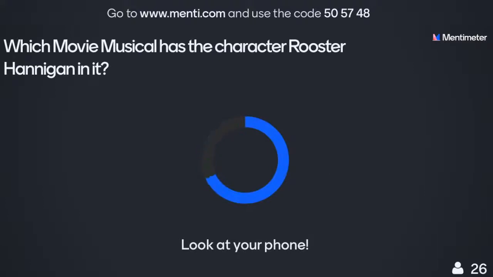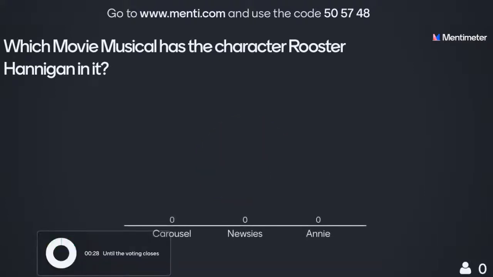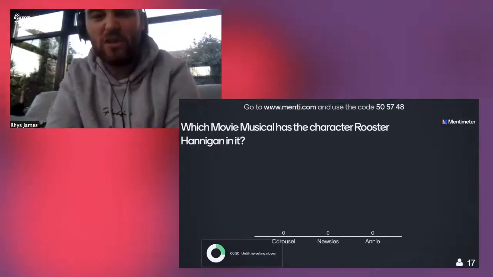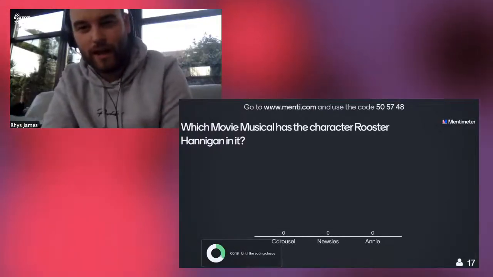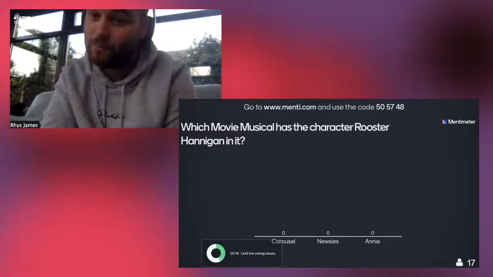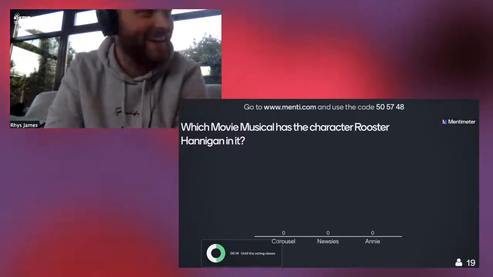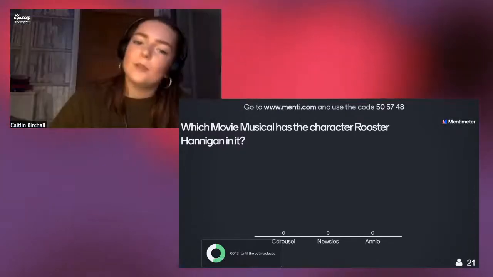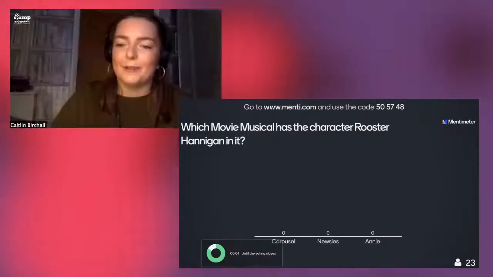Oh, squashes. What movie musical has the character Rooster Hannigan in it? Okay, is it Carousel? Is it Newsies? Or is it Annie? Now, I believe I do know the answer to this one. Yeah, I think I know this one as well. It's quite a popular... without saying anything else, I can't really give it away. I think maybe you already have, but thankfully this live stream's about 10 seconds delayed on other people the questions.